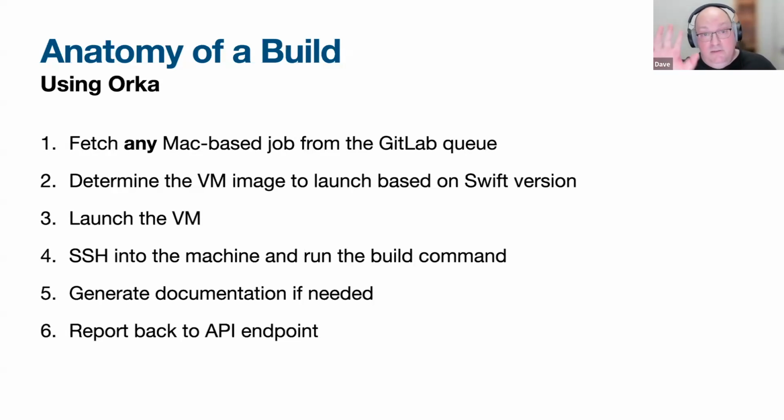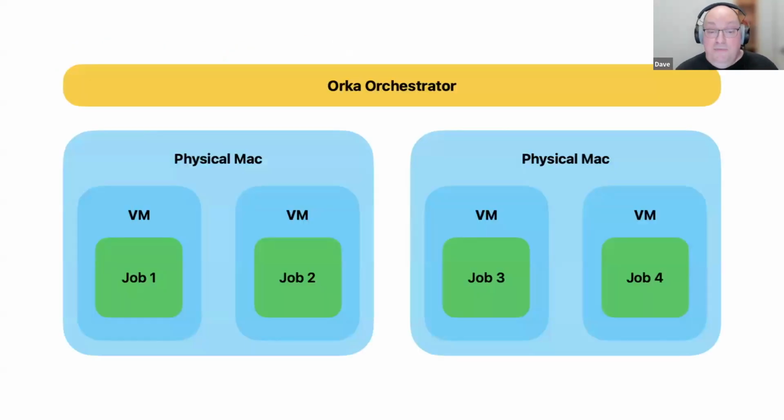So this is now what we're running on, and this is the process that we're going through for each build. And this is what it looks like. So our orchestrator runs on a separate machine somewhere, and then each physical node in our Orka cluster can host up to 2 virtual machines.